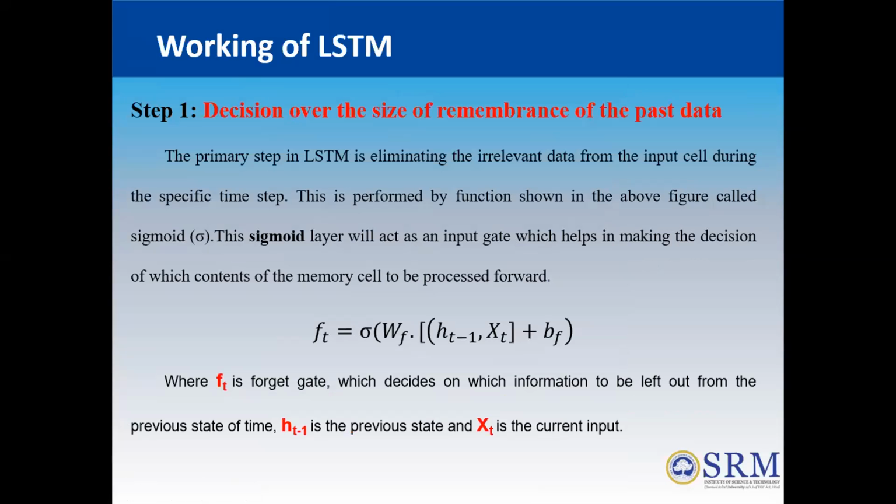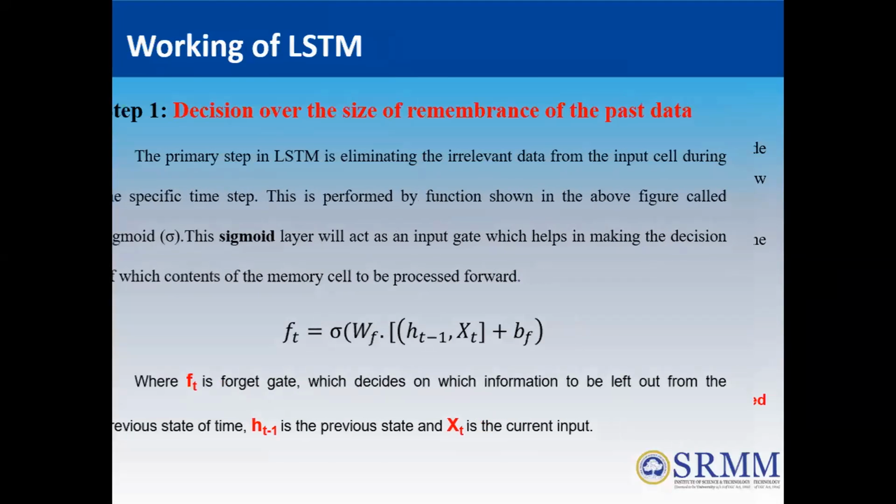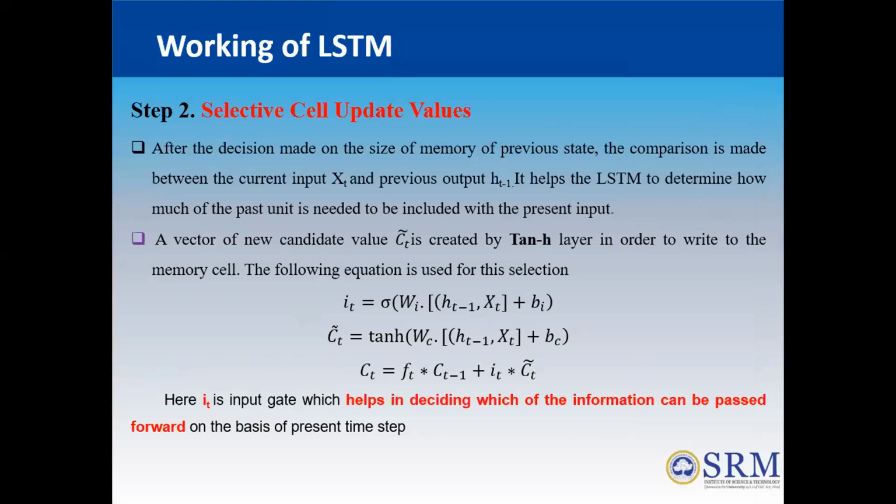First, deciding which of the input values you are going to remember and which data are relevant, and which are irrelevant and have to be dropped out. The sigmoid acts as an input gate, which decides which contents of the memory are to be forwarded. That is where the forget gate plays its major role. The next thing is you compare x of t, the input value, with the previous output value, where a new candidate vector C tilde of t is created, applying the tanh to write the memory cell.